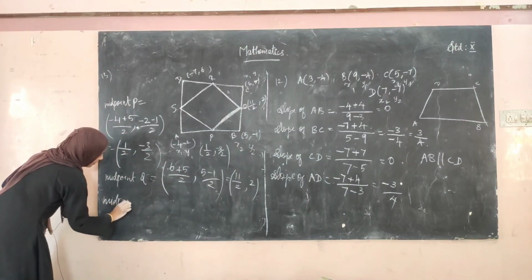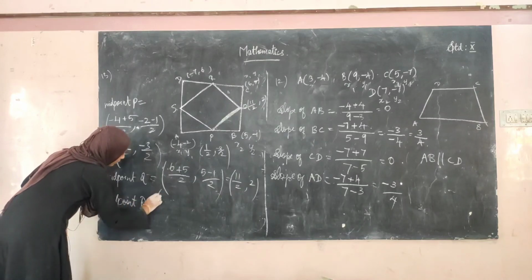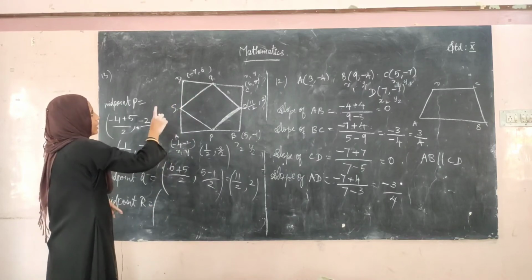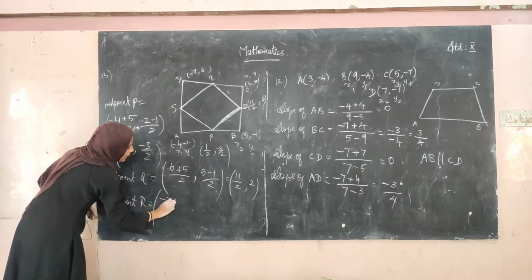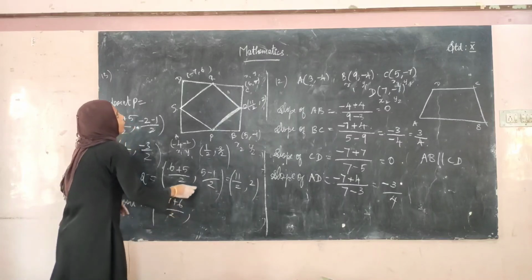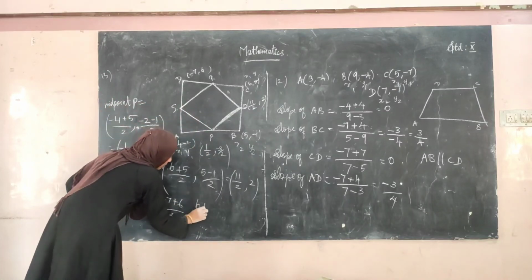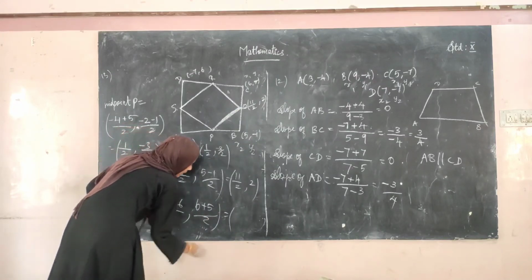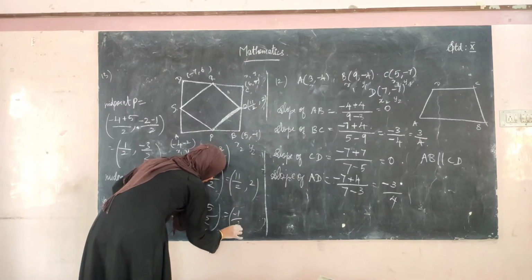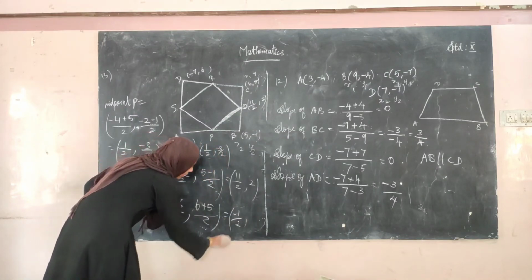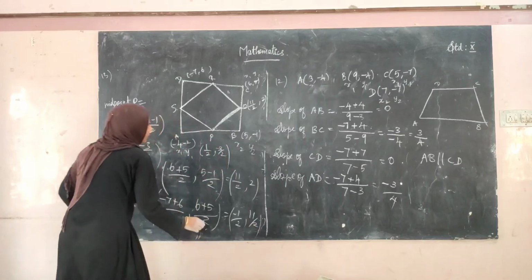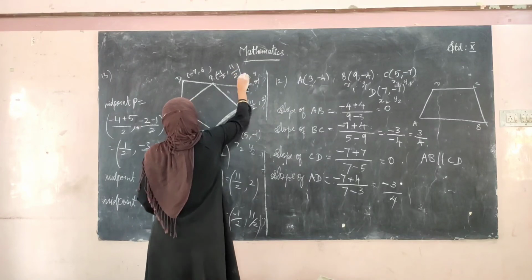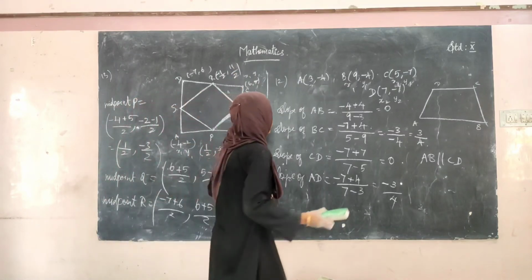R is equal to, midpoint R, x1, y1, x2, y2, can take anything. So x1 plus x2 is minus 7 plus 6 divided by 2, comma, y1 plus y2 is 6 plus 5 divided by 2, which is equal to minus 7 plus 6 is minus 1 divided by 2, comma 11 divided by 2. Okay, this is minus 1 by 2, comma 11 by 2, and again you have to find the midpoint of S.